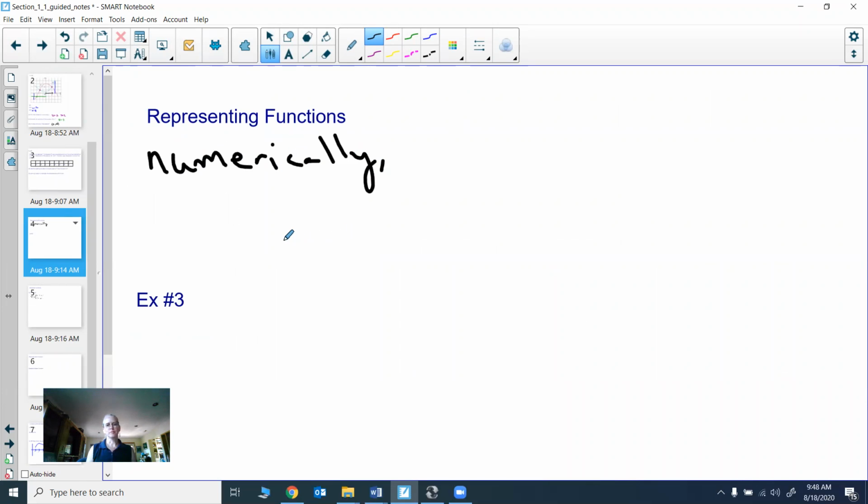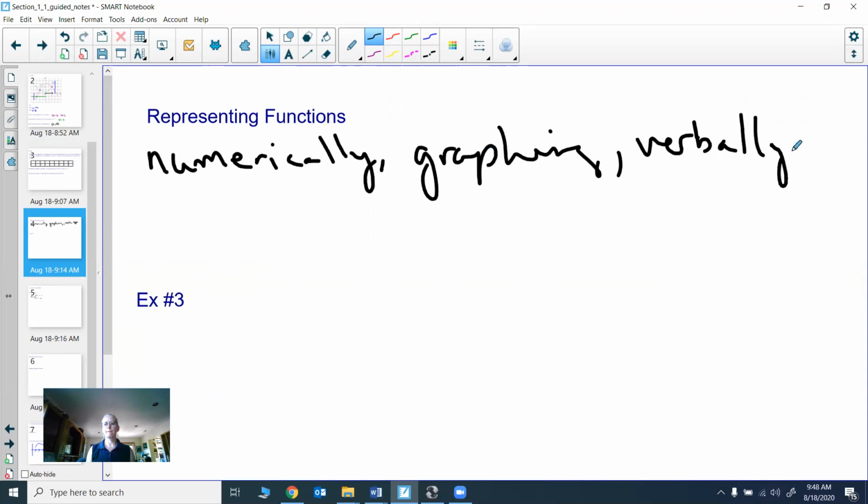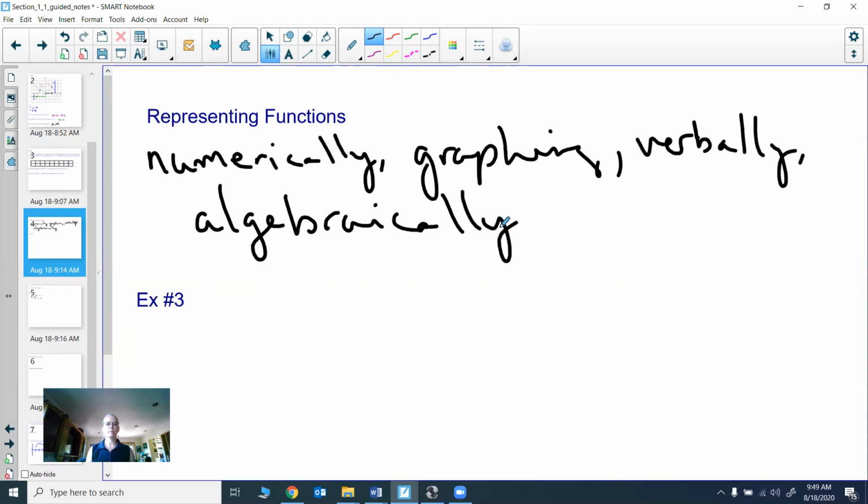Where we had data, that was the last example. We can represent them graphically, which is also the very first example we did with graphs. We had 2 graphs on that. We can also represent them verbally. And we can represent them algebraically. So as I said, we actually did do that with all of these, except for the last one, algebraically. We did represent them numerically, we did represent them graphically, and we talked about verbally.